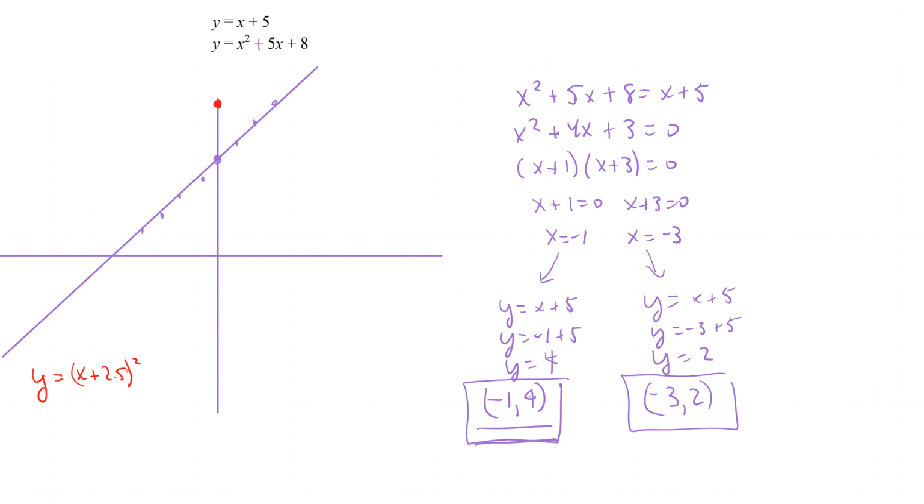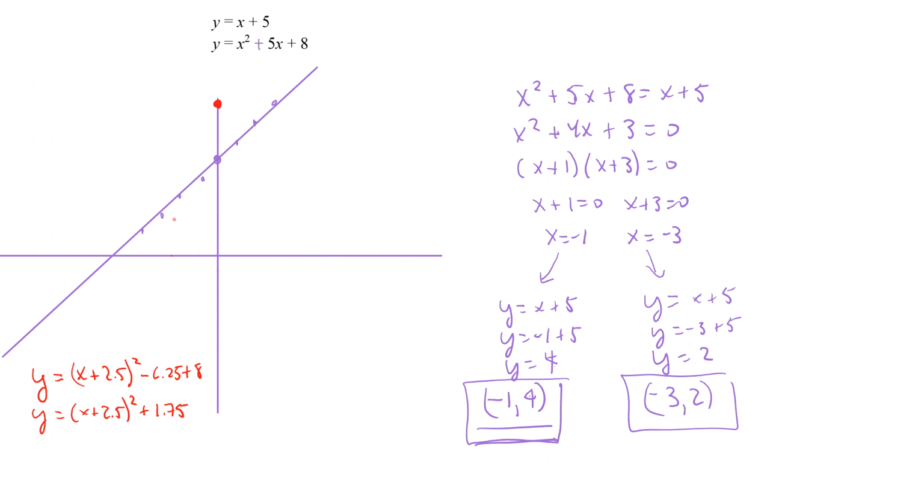times 2.5 is 6.25. So this is minus 6.25 plus 8. So then this ends up being y equals x plus 2.5 squared plus 1.75. So roughly, the vertex is going to be over 2 and a half, and then up 1.75, like right in here.